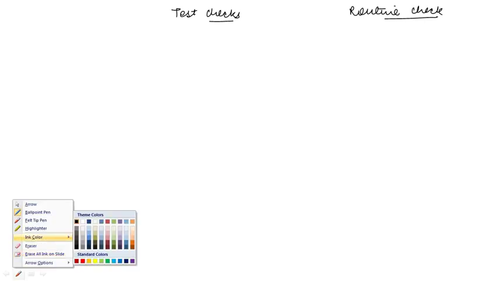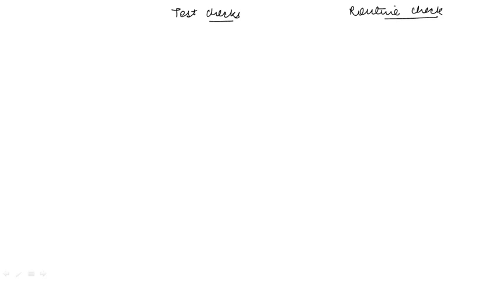If I talk about the test checks, they have been divided into two parts. So first of all, let us make a difference between test check and routine check. That what is test check and what is routine check. Let us make a difference between both of them. Okay. So test check is, first of all, an auditing procedure. It is accepted during auditing procedure.